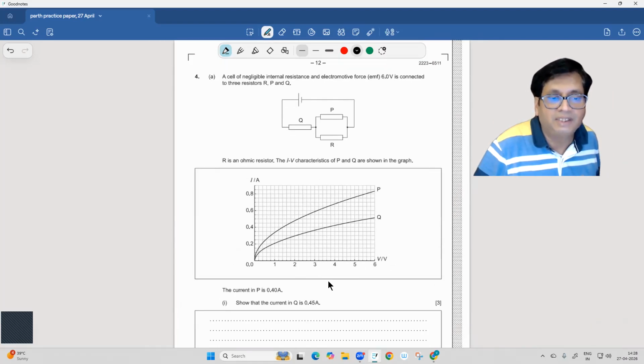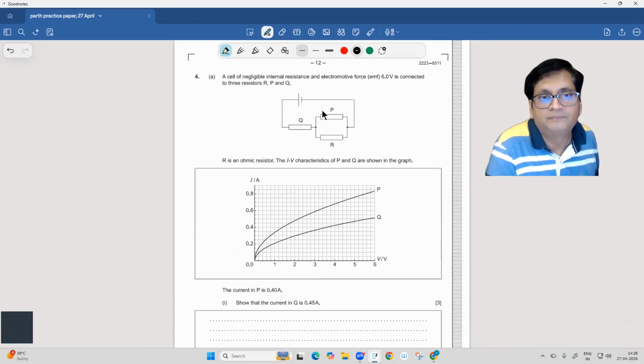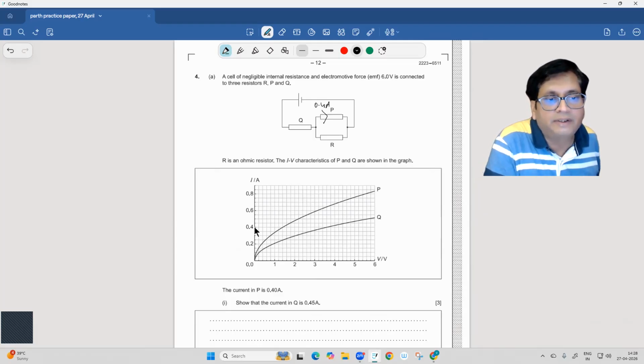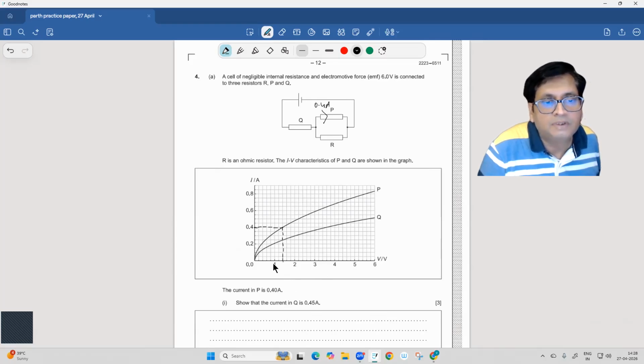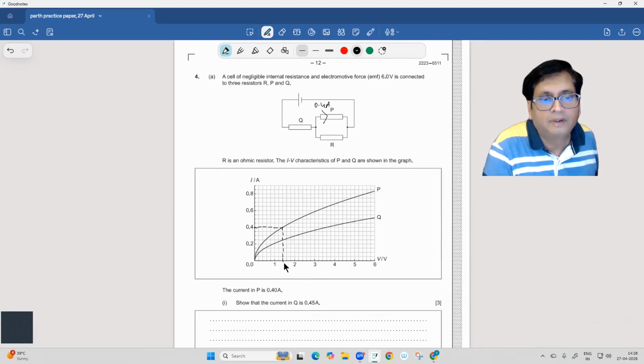The current in P is 0.4 ampere. Here the current is 0.4 ampere. P is not an ohmic resistance, right? So 0.4 ampere means we can find the voltage here. How much is the voltage? 1, 2, 3, 4, 5. This is 1.4, right? So now the potential difference here is 1.4 volt.